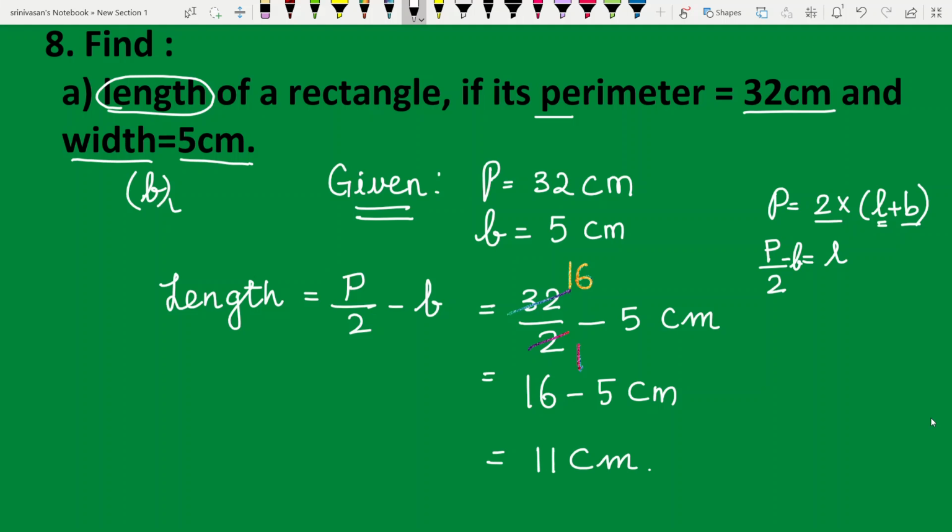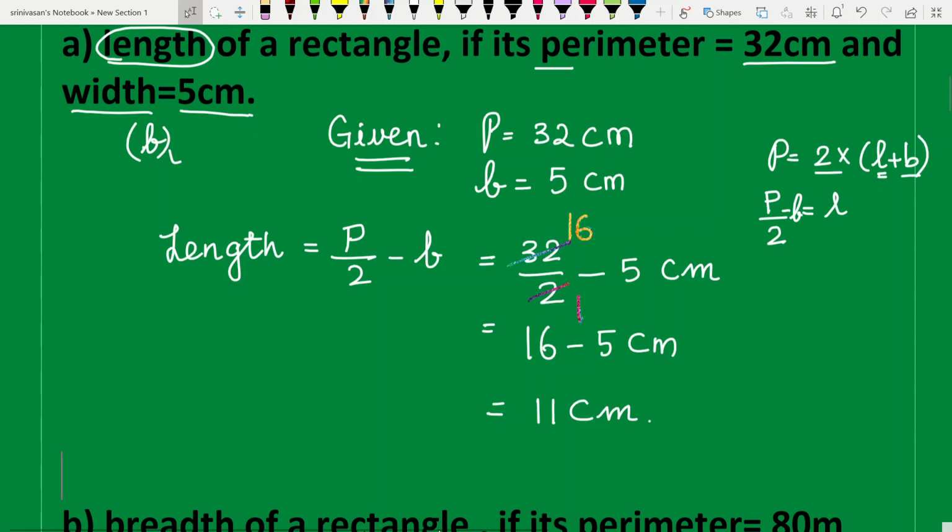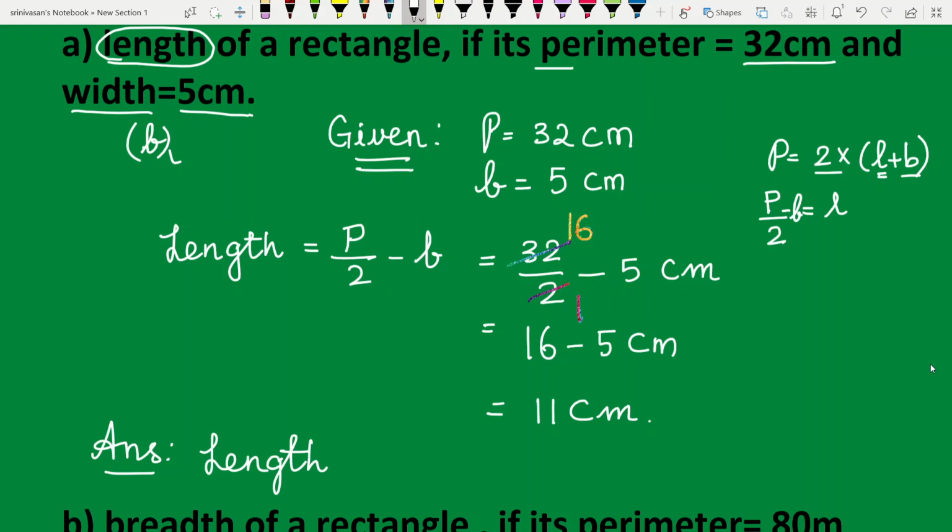Now we got the answer. What is the length of a rectangle? Yes, it is 11 centimeter. At last, write down the answer. Length of a rectangle equals 11 centimeter. This is the answer. Come, let us do the second sum.